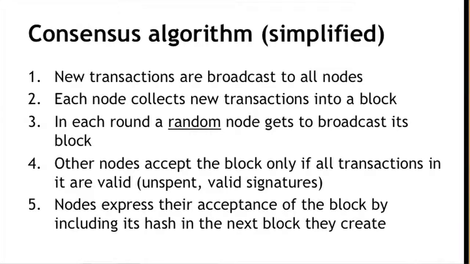So given this, this is what the overall consensus algorithm in Bitcoin is going to look like. Now, this is a little bit simplified, and the reason it's simplified is, again, that I'm assuming this magic random node selection process. But except for that simplification, this is pretty close to how Bitcoin actually works.